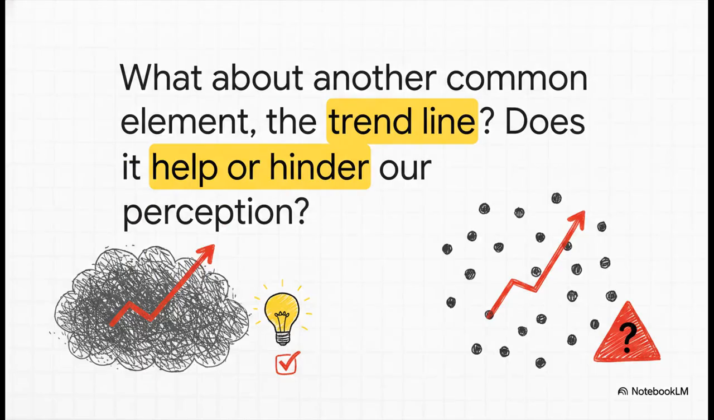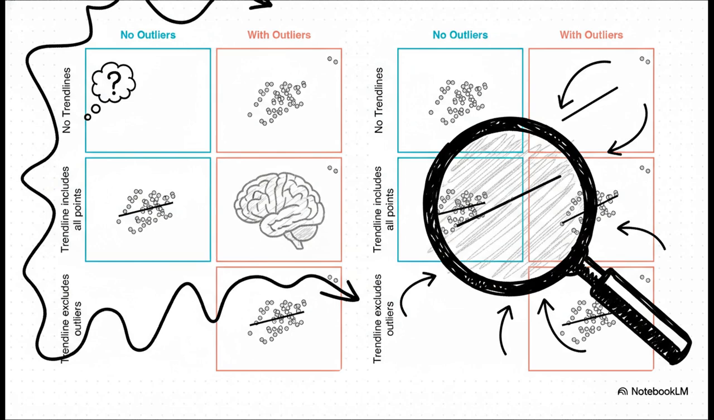Okay, so our brains are pretty smart about handling outliers on their own. That's great. But chart creators have another tool they love to use, one that's supposed to help us see the trend more clearly, the trend line. But the real question is, does it actually help, or does it introduce a totally new kind of bias? All right, check this out. On the screen are two charts showing the exact same data. The one on the left is just the raw dots. The one on the right adds one single black line.